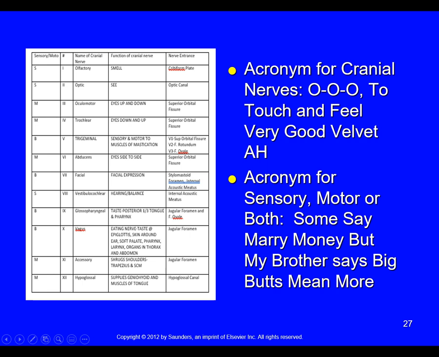So we have the name of the cranial nerve: ooh, ooh, ooh, oh, oh, oh, to touch and feel very good velvet, ah. And then for sensory or motor, we have the acronym: some say marry money, but my brother says big butts mean more. And the S is for just sensory, the M is for just motor, and then the B is for sensory and motor.